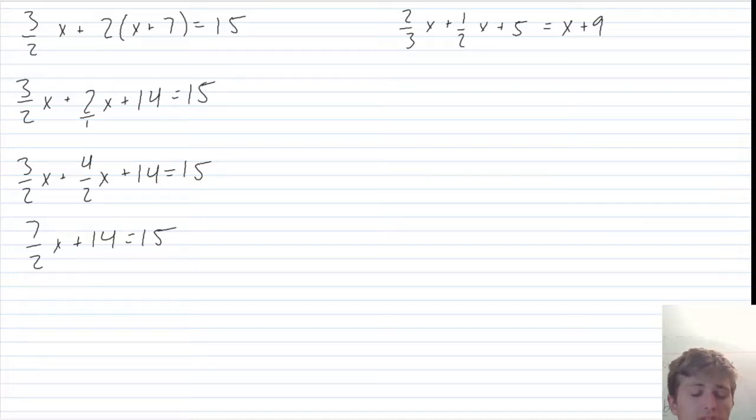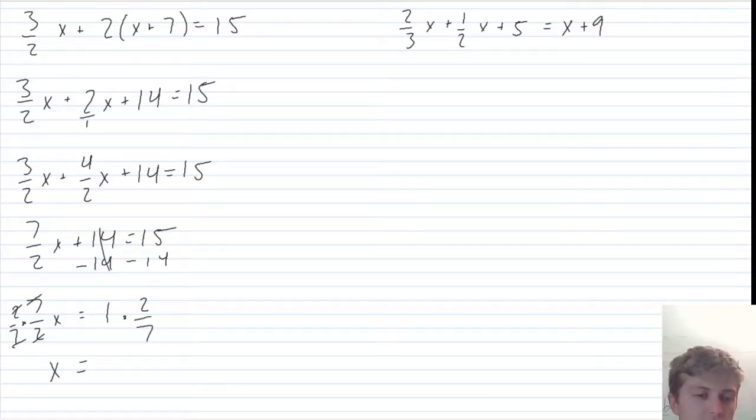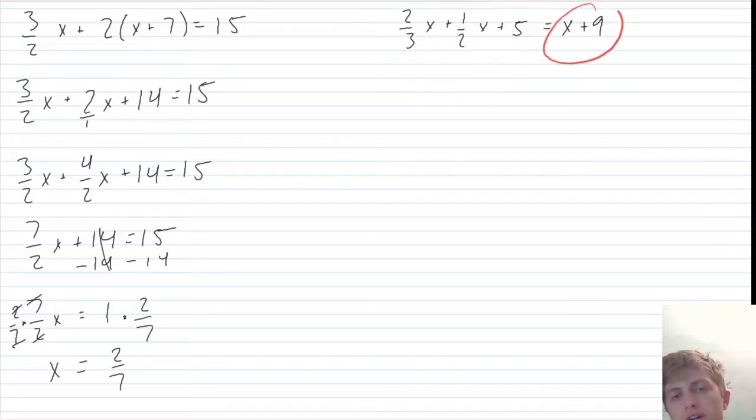Now we got to get our variable by itself. Subtract 14. We got 7/2x equals 1. We got to undo multiplication by 7/2. We undo it by multiplying by the reciprocal. Cancel, cancel, cancel, cancel. What we do to one side, we'll do to the other. 1 times 2/7 just equals itself because we're multiplying by 1. x equals 2/7. On the right, okay, we got to simplify each side.